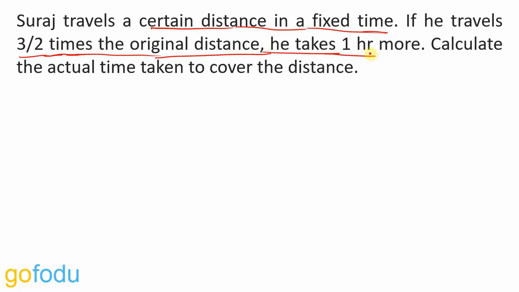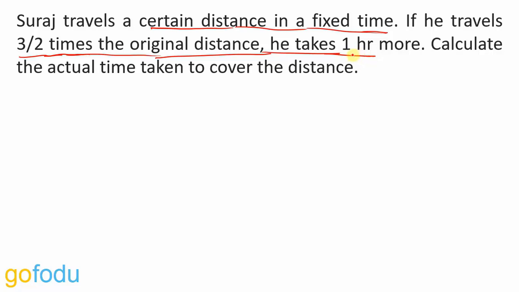So distance and time has changed. The speed we will have to assume to be constant, because if speed has increased, then of course more distance could be traveled in the same time only. But here time is also increasing and distance is also increasing. That means with same speed he is traveling more distance in more time. We will have to assume speed as constant in such questions.